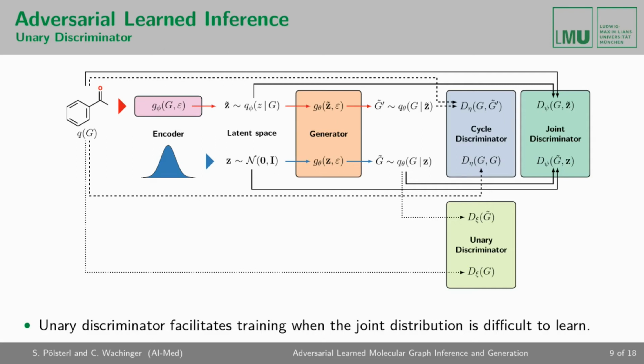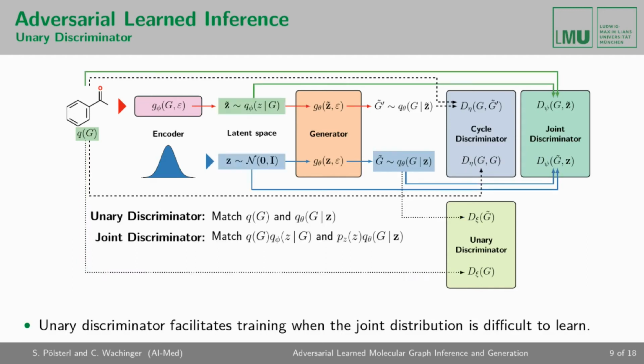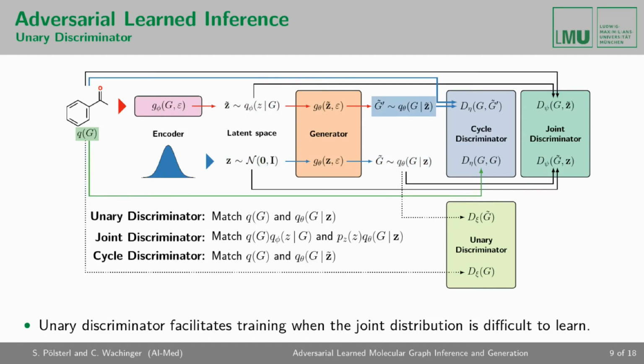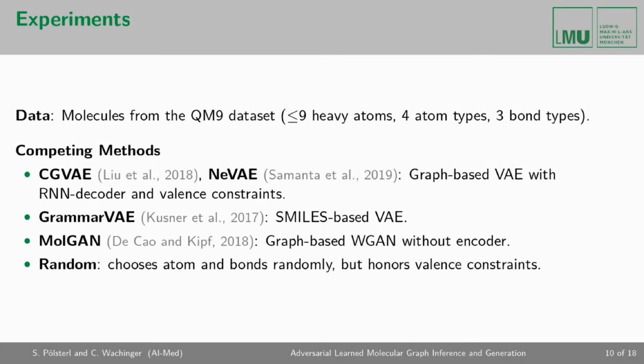The resulting adversarial game involves 3 discriminators that the encoder and generator try to fool. The first one is the unary discriminator, distinguishing real from randomly generated graphs. The second discriminator is the joint discriminator, distinguishing 2 joint distributions over graphs and latent variables. And finally, the cycle discriminator, which distinguishes a real graph from its reconstruction and is ultimately the key to avoiding the graph isomorphism problem. Moving on to experiments.